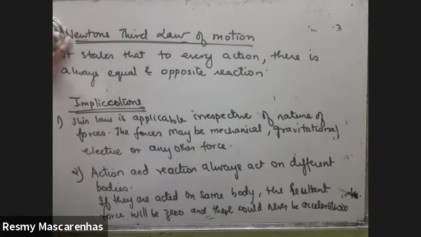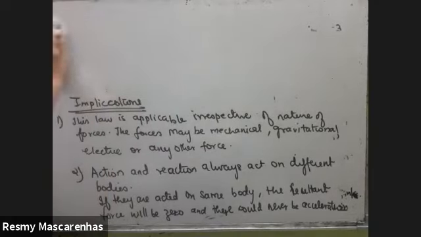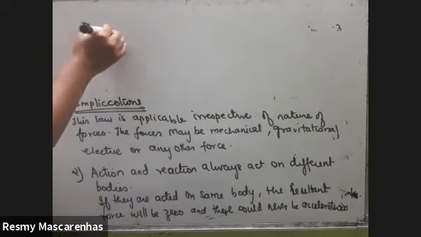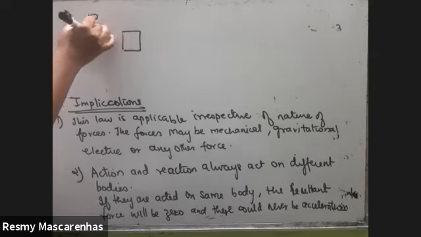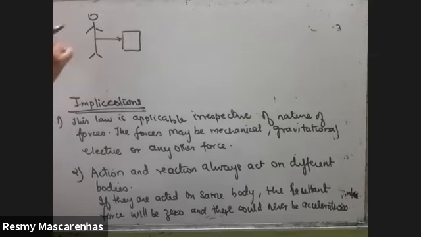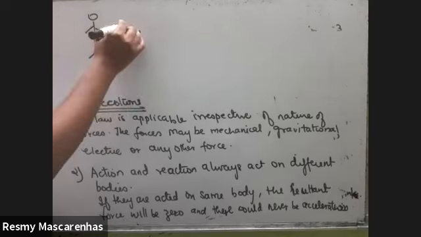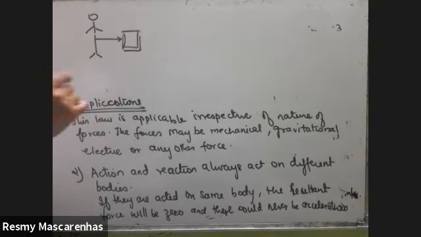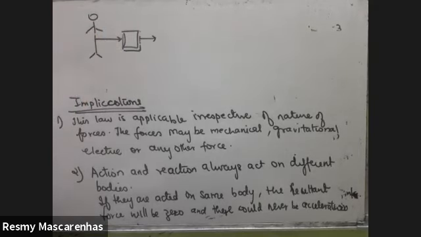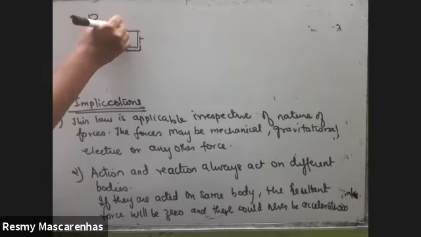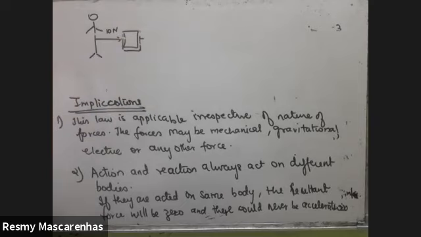See the example. Now, there's a small box, suppose. And there's a person trying to push the box in this particular direction. Now suppose this is a force of around 10 newtons, and now the box is trying to oppose it maybe with 5 newtons.